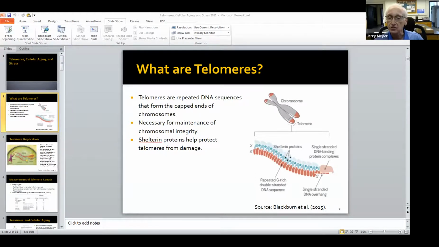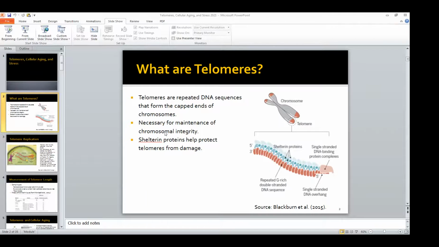Can you see my cursor? I'm not sure I'm on the right. No. All right, let me get over here. Okay. So can you see the cursor now? Yes? Okay, thank you.